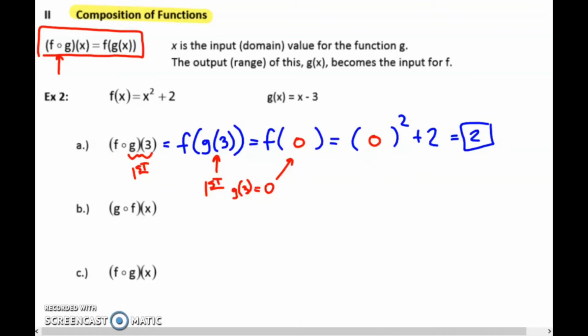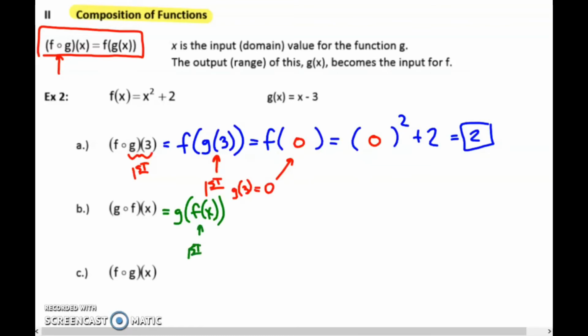That's how you do f of g of 3. You have to do the inside function first, use that range, and put it into the domain of the first function. So let's just reverse the process here. g of f of x is g of f of x. Now we're using an x, okay? But don't let that confuse you.